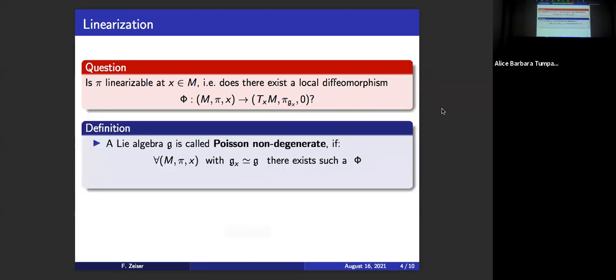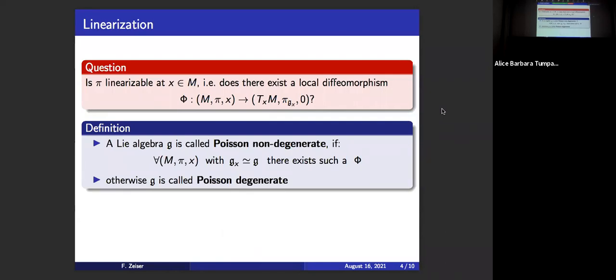And the answer might depend on the Lie algebra. So we call a Lie algebra Poisson non-degenerate if for every such triple of a manifold, a Poisson structure, and a point x where the Poisson structure vanishes, and if the corresponding isotropy Lie algebra is isomorphic to our Lie algebra, then we always can find such a diffeomorphism. And if that's not the case, we call the Lie algebra Poisson degenerate.